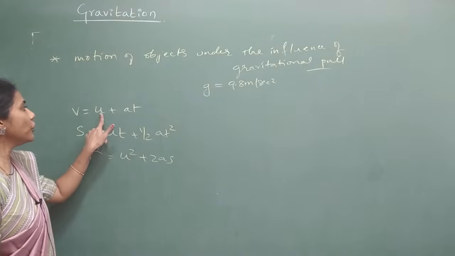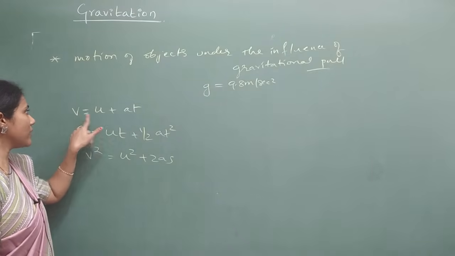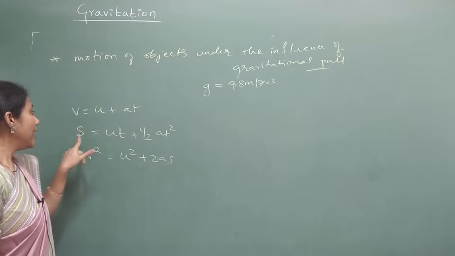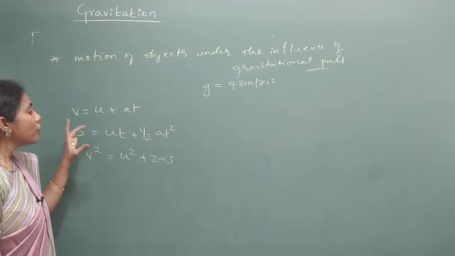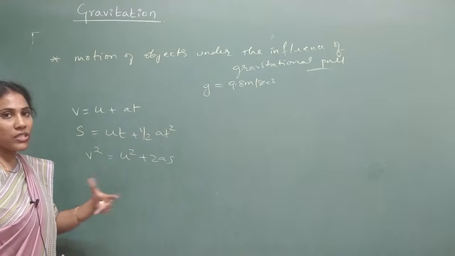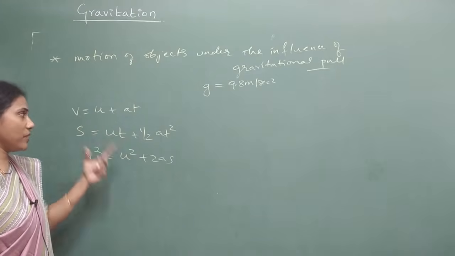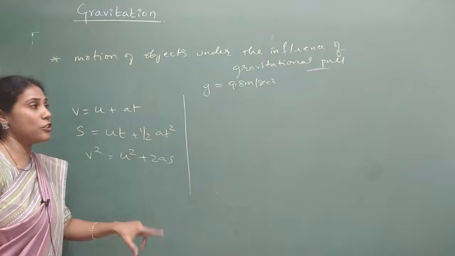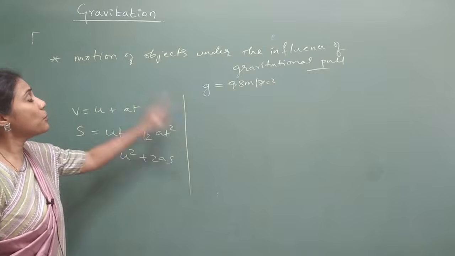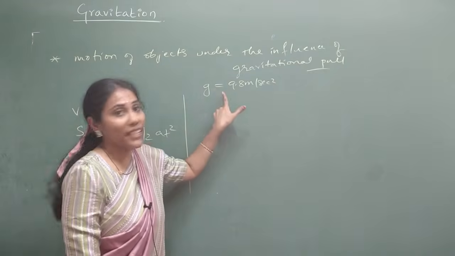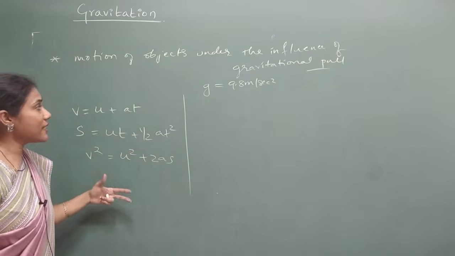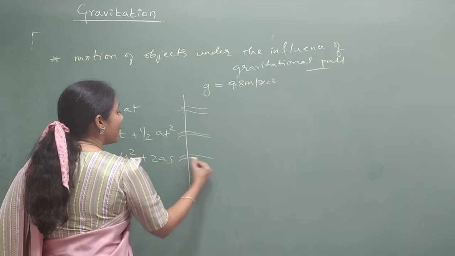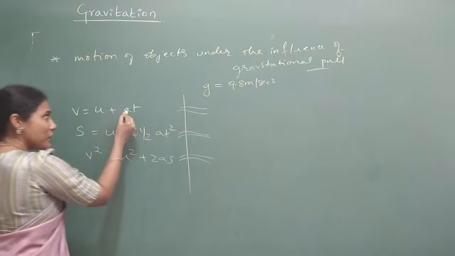So v is equal to u plus at. Here v is final velocity, u is initial velocity, a is acceleration, t is time in seconds, and s is distance. These formulas we have already used and we have done n number of problems with them. The same formulas you can use in this chapter also. Whenever an object is moving with g, these formulas can be used. Here I'll rewrite all the formulas by including g instead of a.